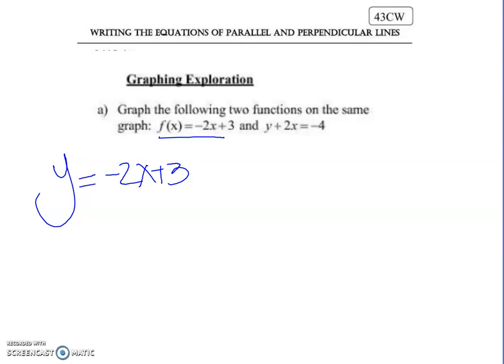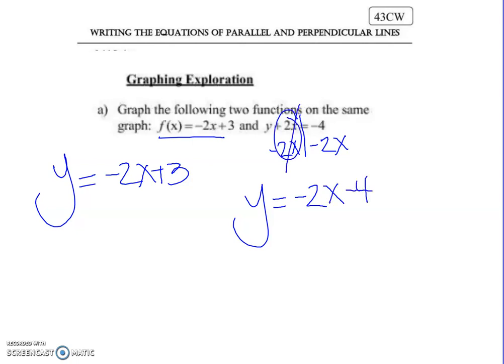And this one is not solved for y, so let's solve it for y by moving the x term, subtracting negative 2x from both sides. And we have y is equal to negative 2x minus 4. This makes a zero pair. All right, so let's graph these on the same graph and see what happens.